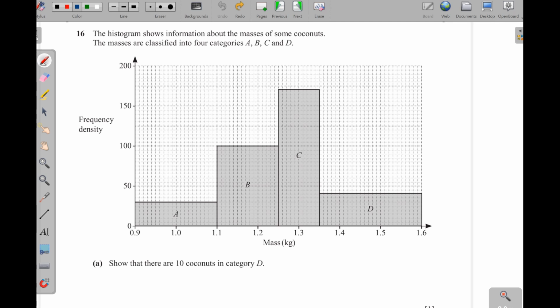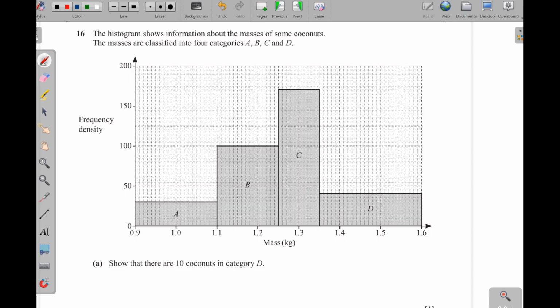Now when we are plotting the histogram, this is what you must know. You have to look at the class widths. If the class widths are the same, then we plot frequency against the class boundaries. If the class widths are different, then we plot frequency density against the class boundaries. So how do we get the frequency density? We get frequency, then divide by the class width. Is that clear?